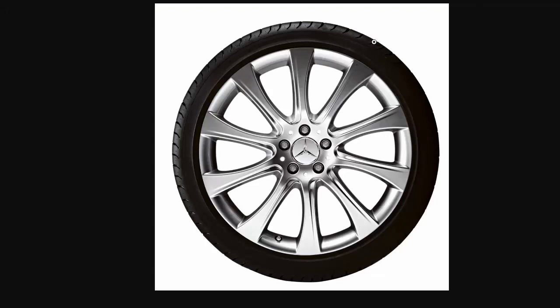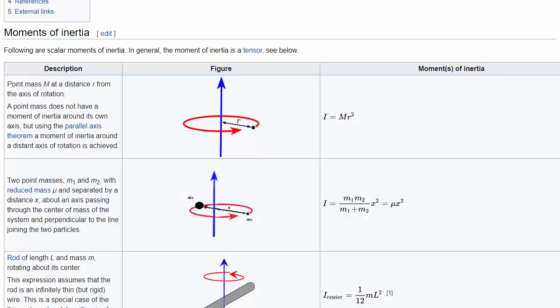In the case of this car wheel, all the mass is going to rotate about the axis. But notice that not all the mass is out at the full radius. Some of the mass is out here, some of the mass is in the middle, some of the mass is really close to the axis. So the rotational inertia of an extended object rotating about its own axis is a bit more complicated.